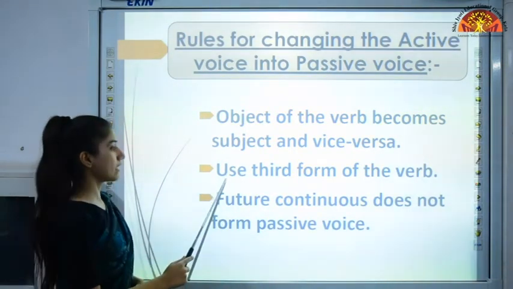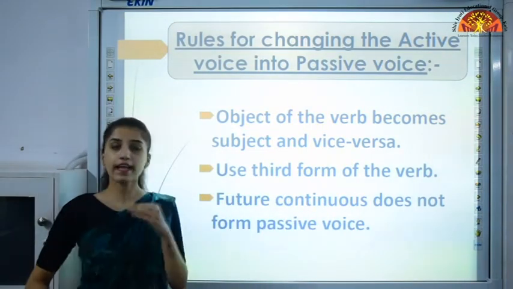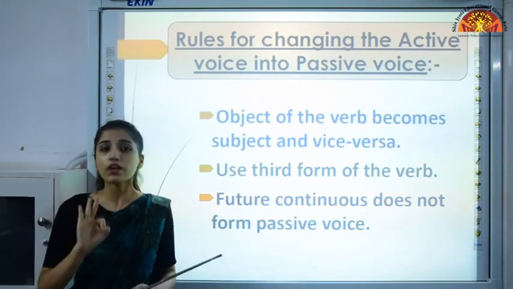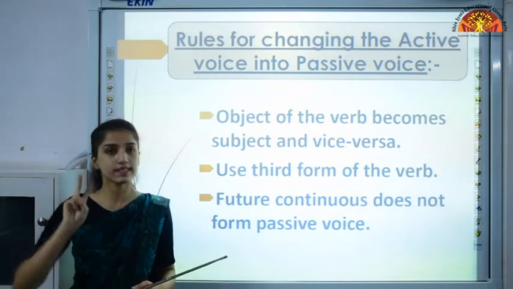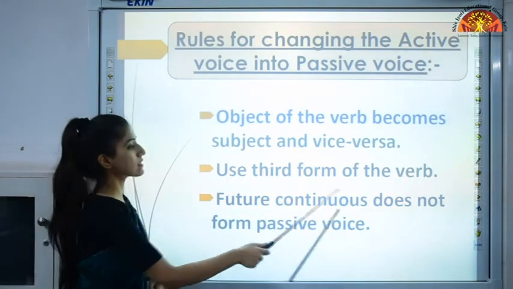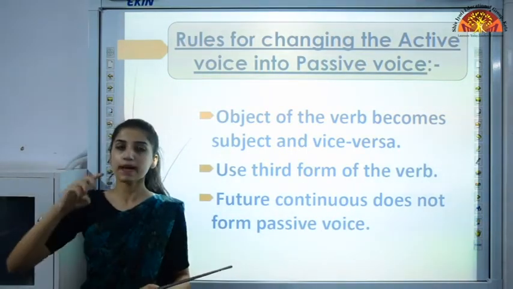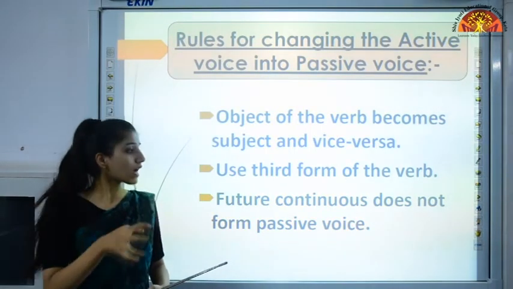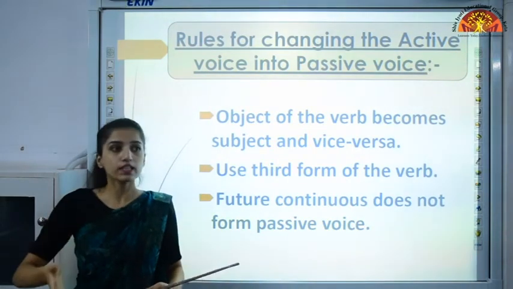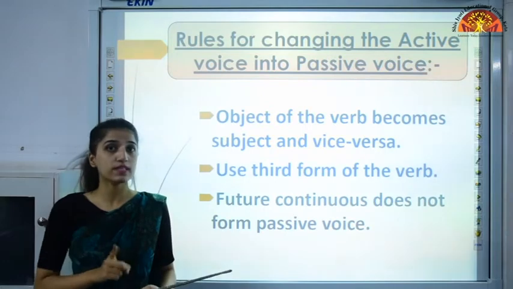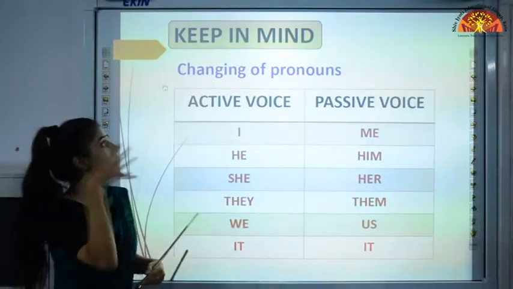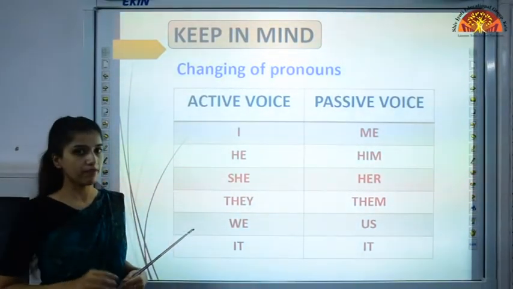Okay. Second is, use the third form of the verb. Whenever we are converting active into passive, remember one thing, that we will be only using the third form of the verb. Not the first form, not the second form, only the third form of the verb. Future continuous does not form passive voice. We form passive voice according to the tense, but future continuous tense does not form any passive voice. If anybody asks you whether future continuous changes its voice, then you will say no, because it does not form passive voice. Now keep this in mind. Please listen to it very carefully, students.